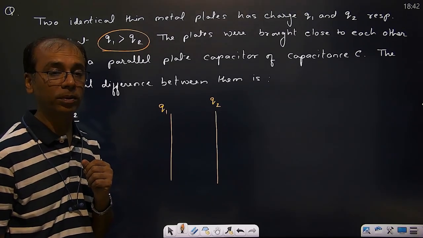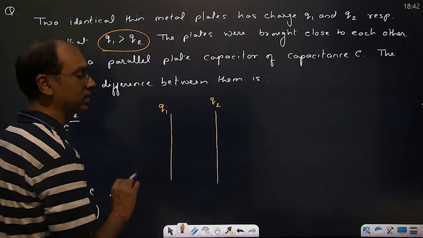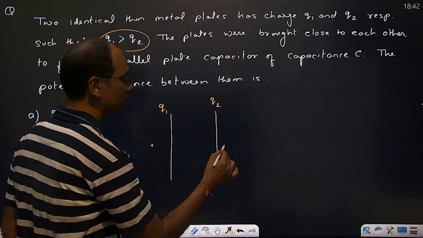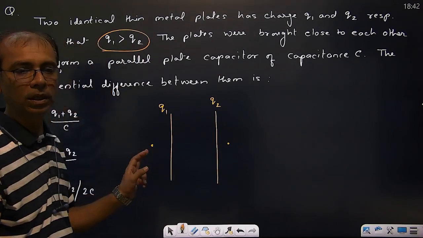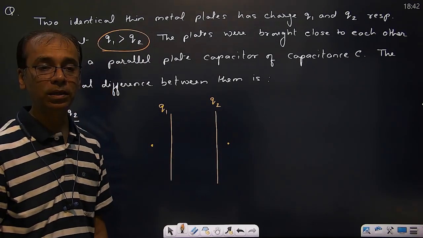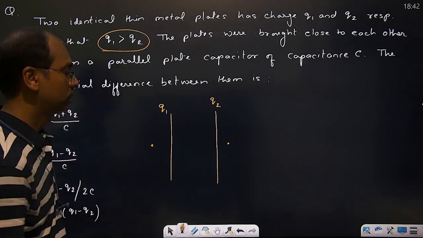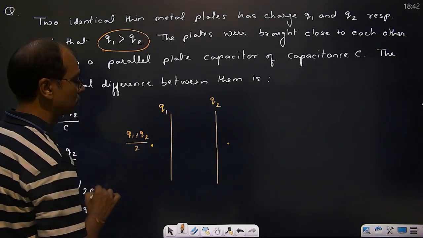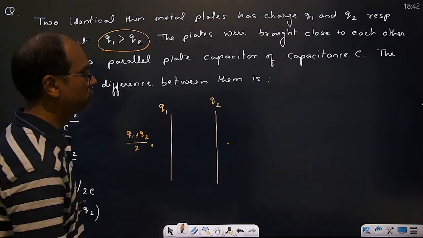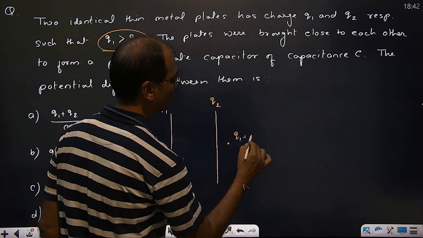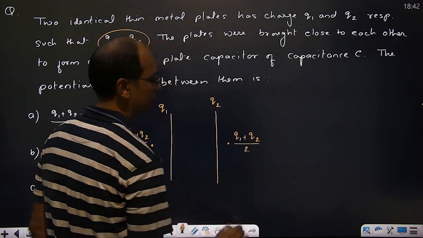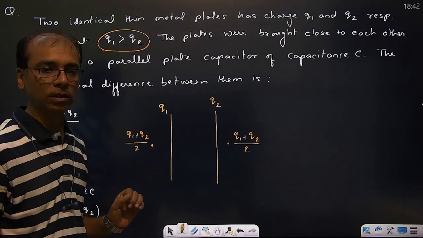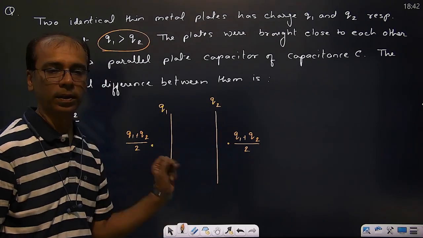What we learned, if you remember, is that if there are two plates like this, and you bring them close to each other, then outside, here and here, the charges will be half of the total. That means here the charge will be (Q1 plus Q2) by 2, and here also (Q1 plus Q2) by 2. No doubt about that. Why did this happen? Because of induction of this plate on this one.